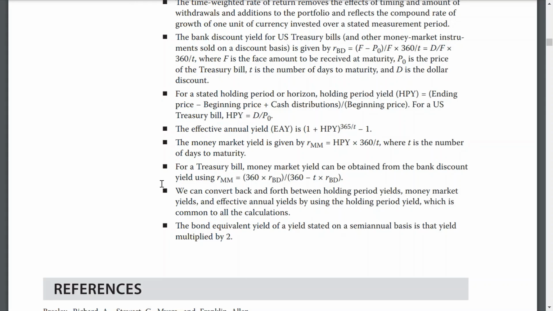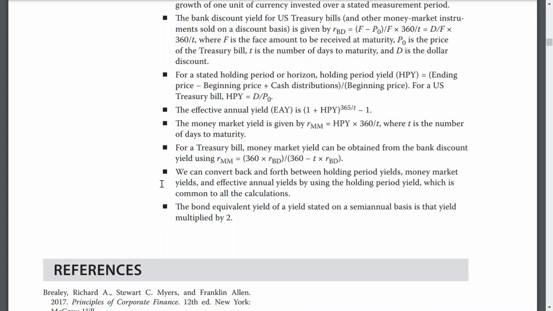For a Treasury bill, money market yields can be obtained from the bank discount yield using RMM equals 360 multiplied by RBD, divided by 360 subtracted by T multiplied by RBD.